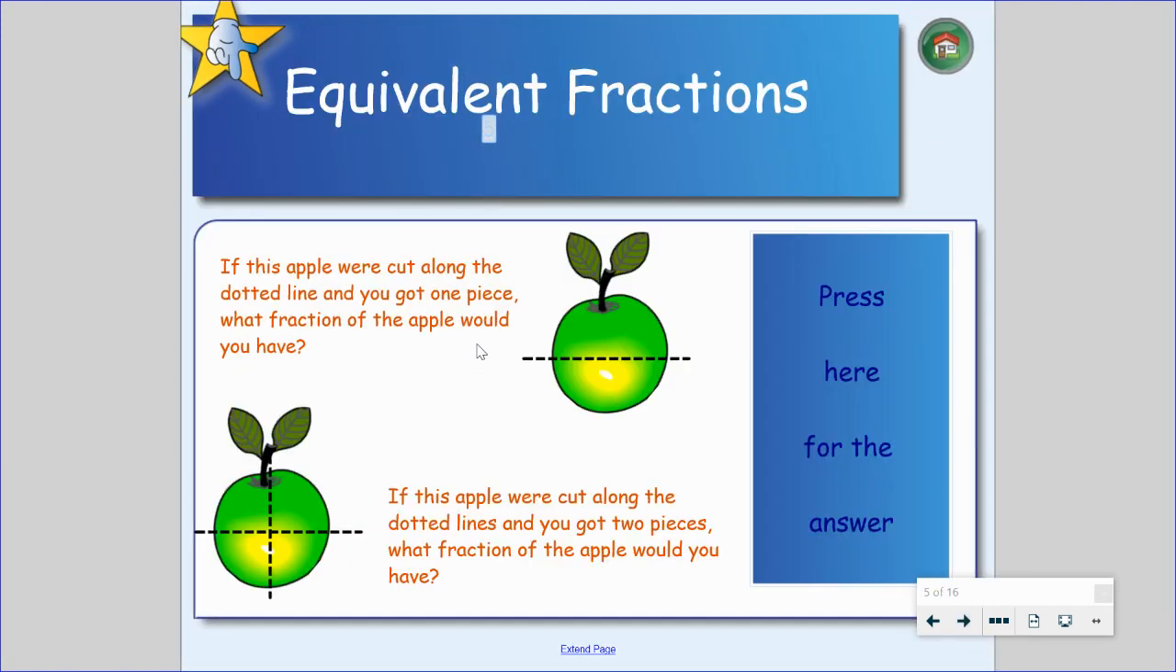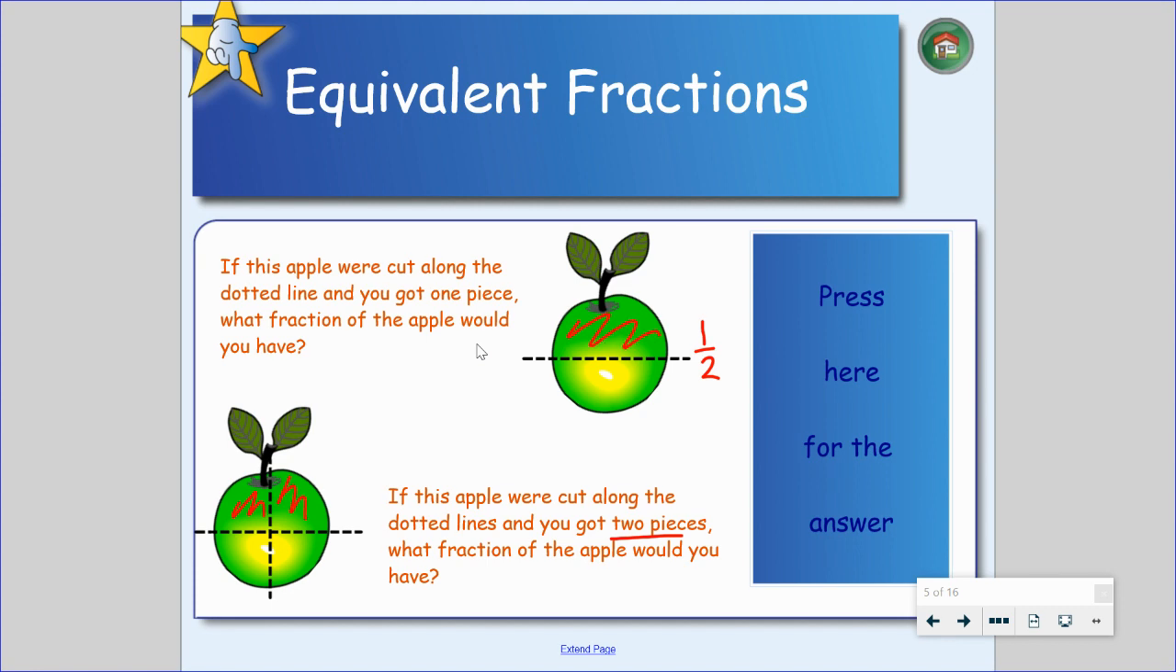All right. The basics of equivalent fractions. I got a feeling you guys already understand this. Here's what we got. If you got an apple, you cut along the dotted line. What's that part of the apple? You probably already realize that. What if you cut it again along both of the dotted lines and you have two of those pieces?